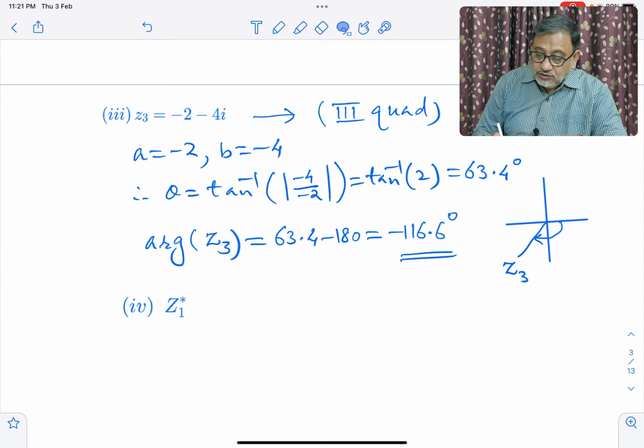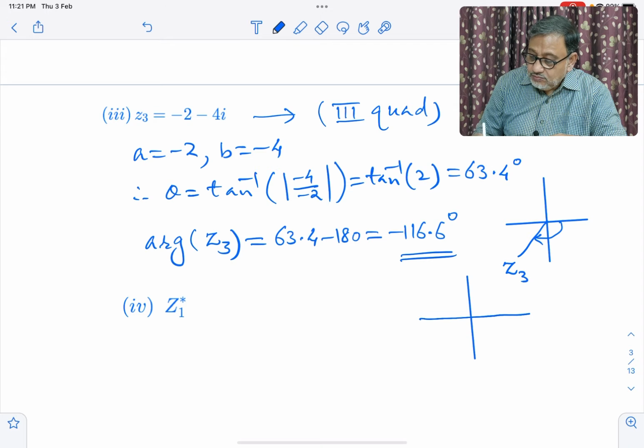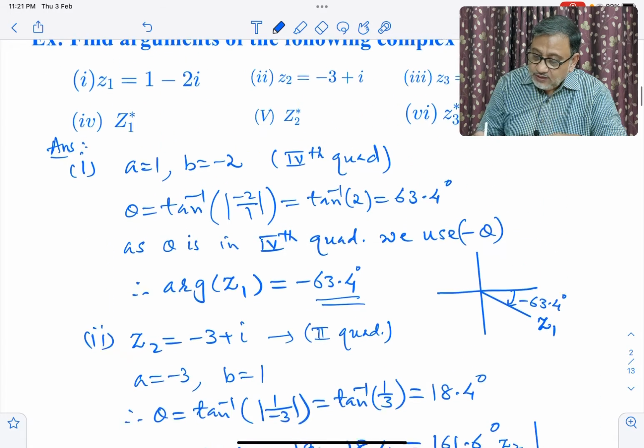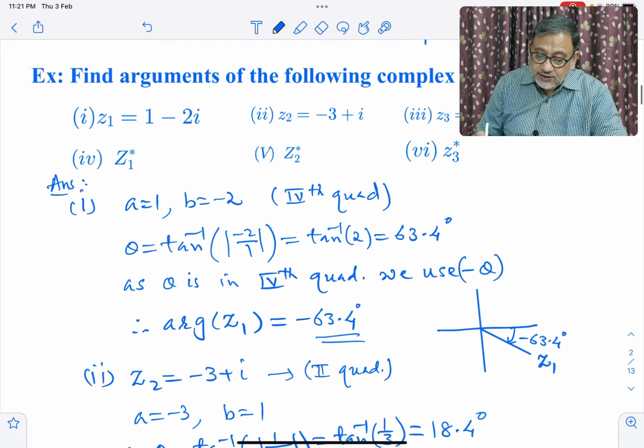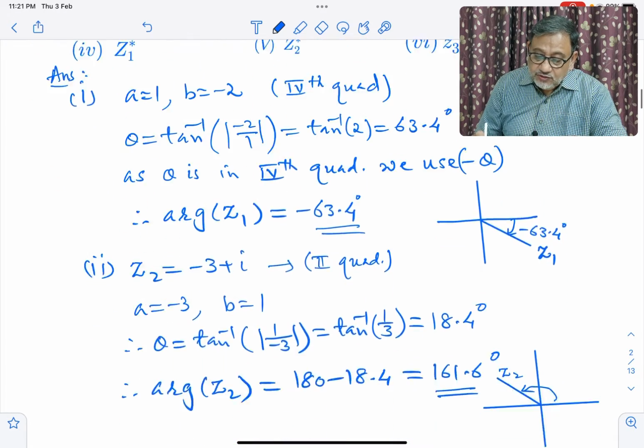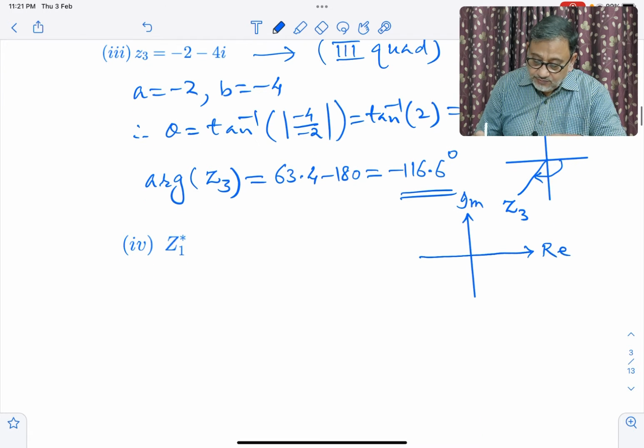Yeah, conjugate of Z1. Now if you remember, let me draw the figure. I have told you that the conjugate of any complex number is the reflection in the real axis. So Z1 is where? Z1 is in the fourth quadrant, 1 minus 2i, where Z1 is 1 minus 2i.